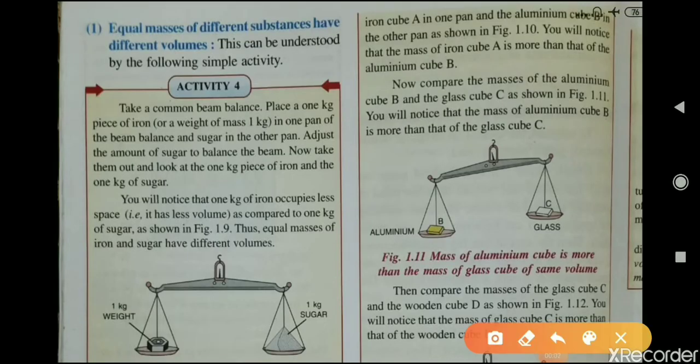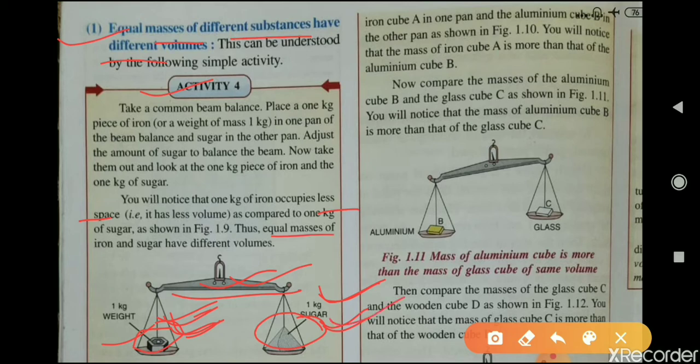Now we can understand that equal masses of different substances have different volumes by this activity. In this activity, we have to take a beam balance, and place a weight of 1 kg, that is a piece of iron, on one pan of the beam balance, and on the other pan 1 kg of sugar. Now when the sugar is also of 1 kg weight, the beam balance will be balanced. But as you can see clearly in this picture, the piece of iron occupies less space, that is the volume of iron is less as compared to 1 kg of sugar. Thus we can say that equal masses of iron and sugar have different volumes.